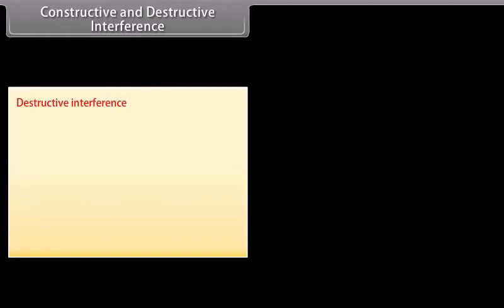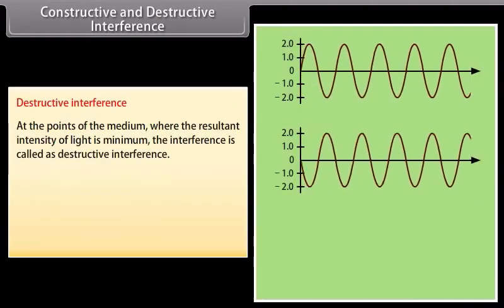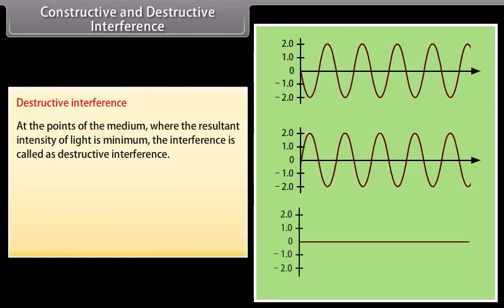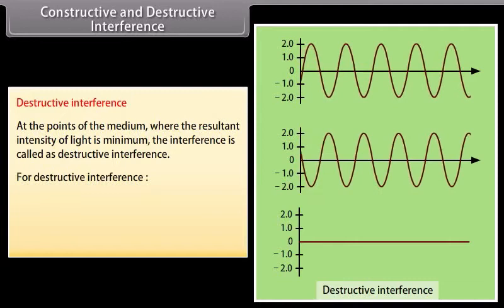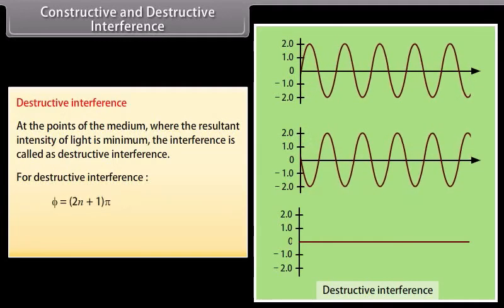Destructive interference: at the points of the medium where the resultant intensity of light is minimum, the interference is called destructive interference. For destructive interference, phi is equal to (2n plus 1) pi or p is equal to (2n plus 1) lambda by 2.